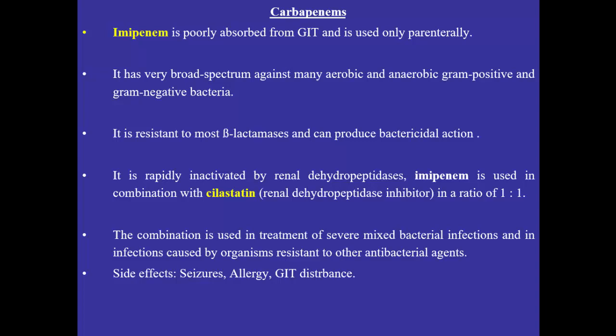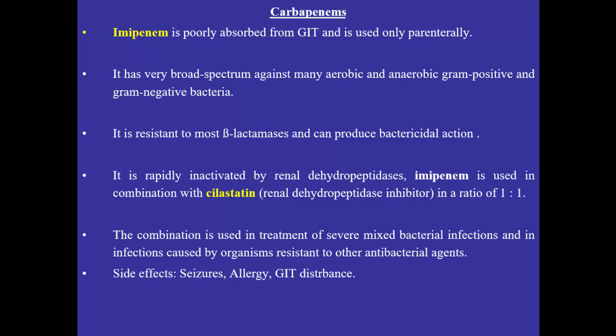The combination is used in treatment of severe mixed infection because it is broad spectrum, active against gram-positive and gram-negative bacteria. The side effects of carbapenems include seizures, allergy, and GIT disturbance. Seizures, neurotoxicity. What are the drugs that cause CNS manifestation as a side effect? Yes, penicillin and the carbapenems. What are chemotherapeutic agents that cause neurotoxicity? Penicillin at high dose or when injected intrathecally, and carbapenems.